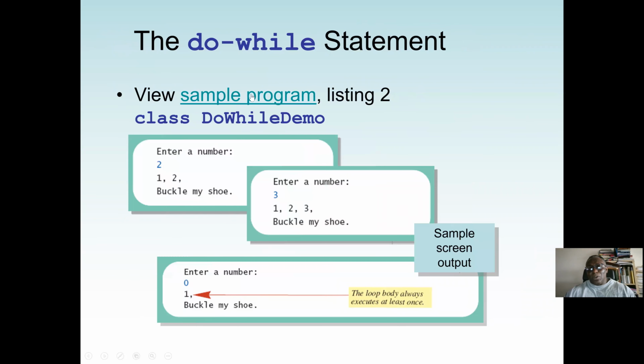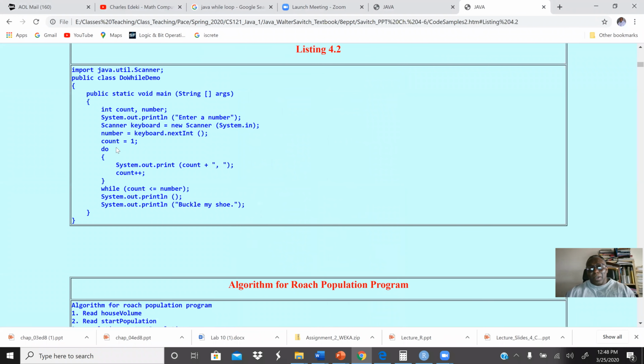So let's see an example, almost the same program again, but this time we are using do while. You can see what is going on here. First, we print 1 because the count we initialize to 1 as usual. Once we print 1, we increment the count to 2 before we check the condition. Is 2 less than or equal to the number? If it's true, then we print 2. Increment to 3. Is 3 less? If it's true, we print 3. Increment to 4. Is 4 less than or equal to the number? If yes, then we print. Now, if the condition is false, we exit from the loop, or we end the loop. Then we print a blank line, then buckle my shoe.